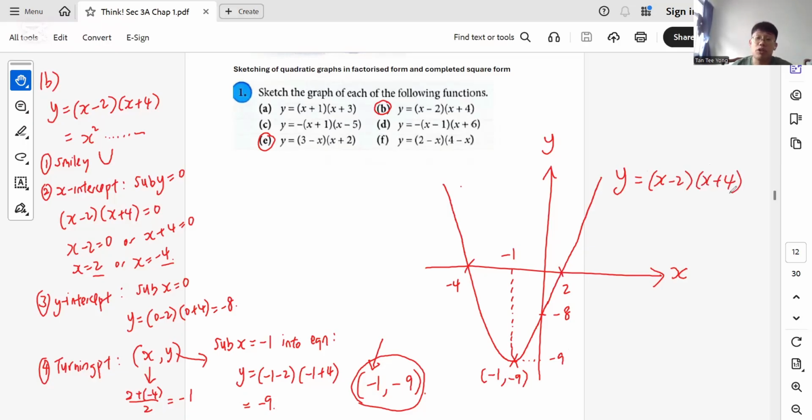Okay, so this is how you draw a graph, sketch a graph. So basically, just like I mentioned, if they ask you for the line of symmetry, the line of symmetry will be here. It will just cut through the center. So this will be just x equals to negative 1, if the question asks for the line of symmetry.